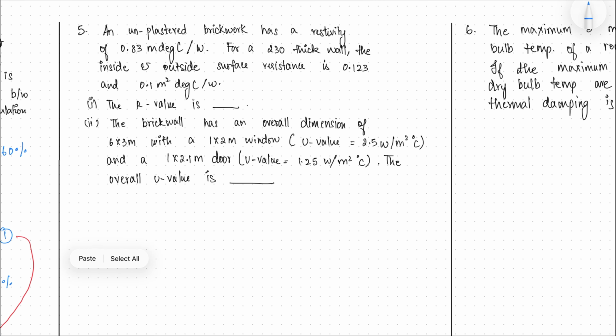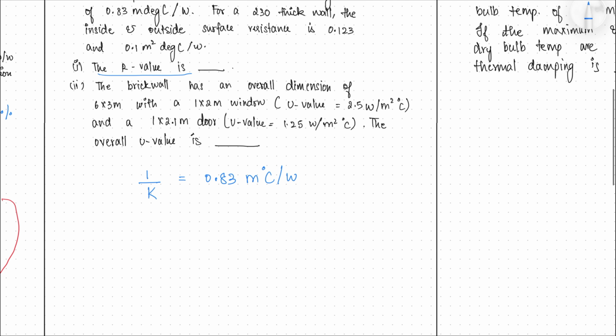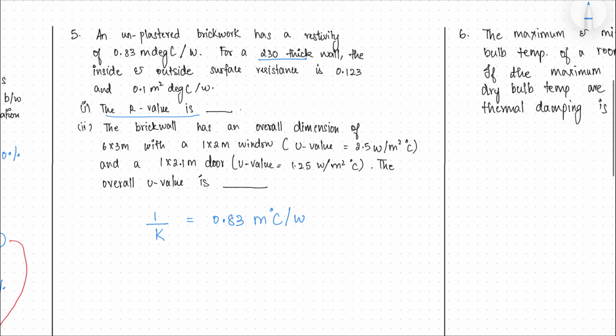They have asked us to find the R value here in the first question, but let's jot down the points that are mentioned in the question. They have given us the resistivity. So an unplastered brickwork has a resistivity of 0.83 meter degree Celsius per watt. So what is resistivity? Resistivity is 1 by K. And they have given us the thickness of the wall. So 230 mm thick, which is L equal to 230 mm, which is 0.23 meters.